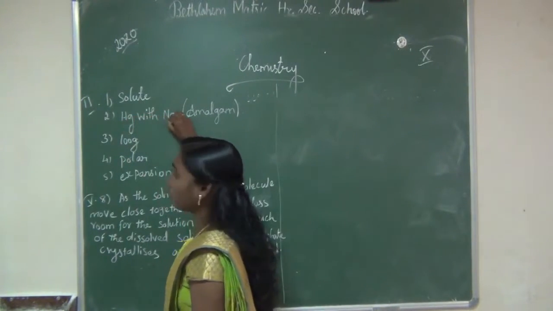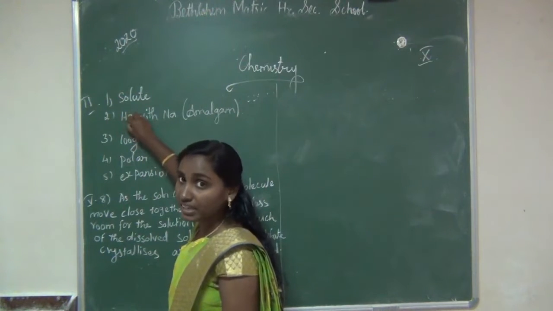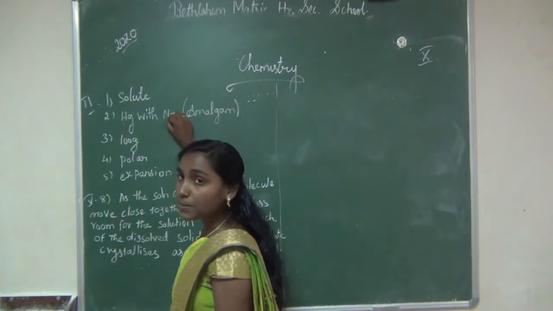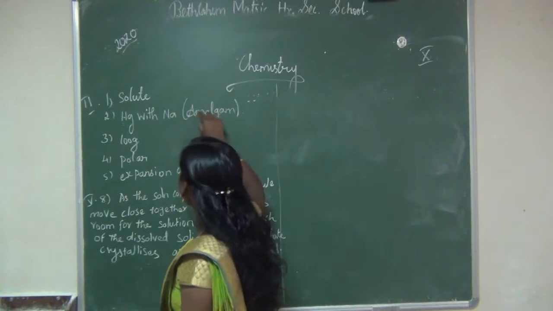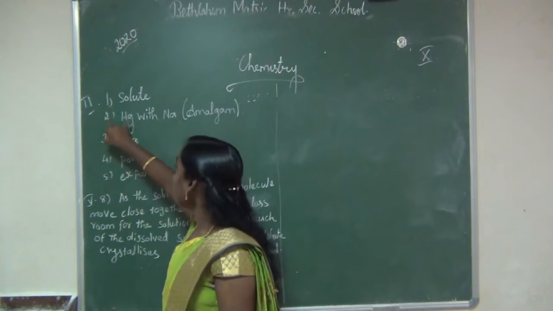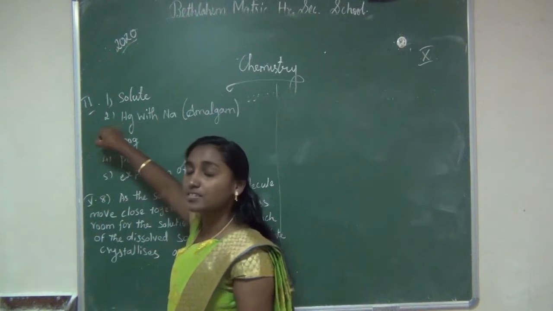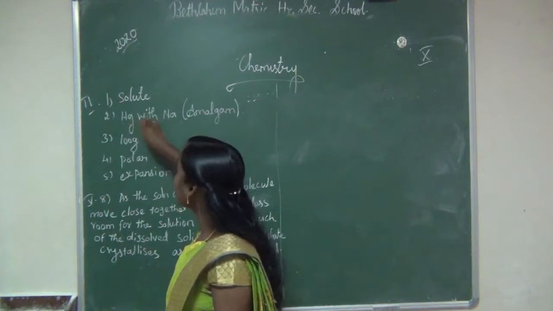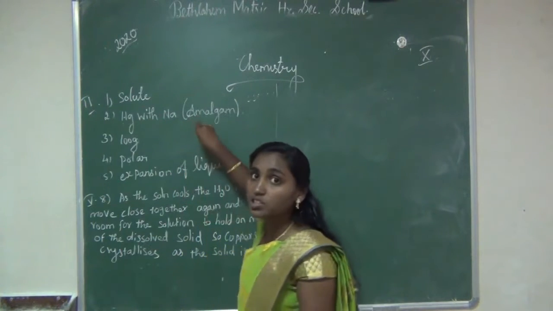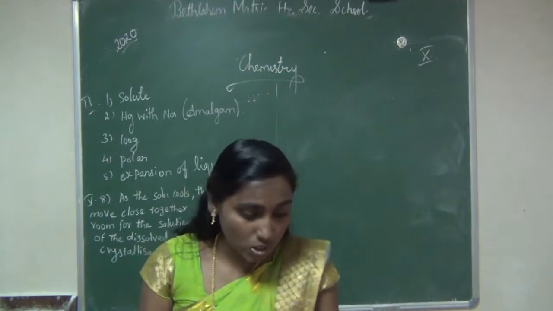Mercury with sodium. Mercury symbol Hg and sodium symbol Na. Totally it is called amalgam. If you have any difficulty learning this symbol, you can write the name, Mercury with sodium. In the bracket you should mention amalgam. Okay. Then see the third question.